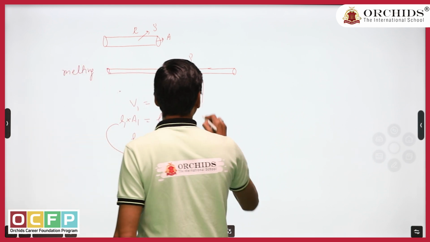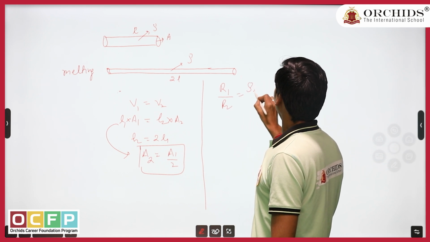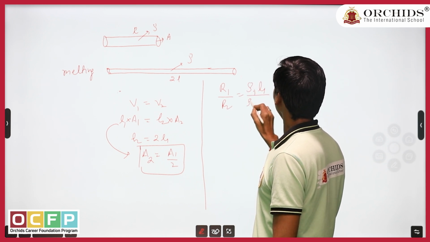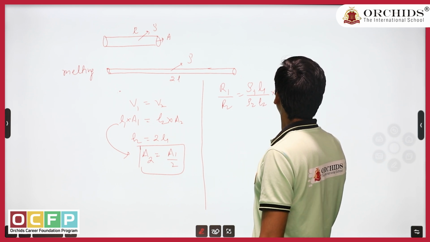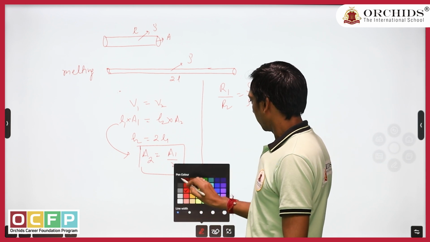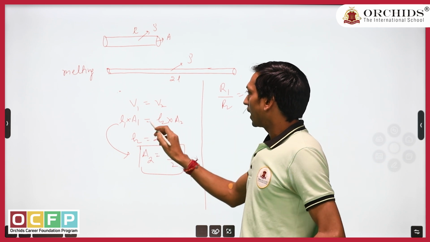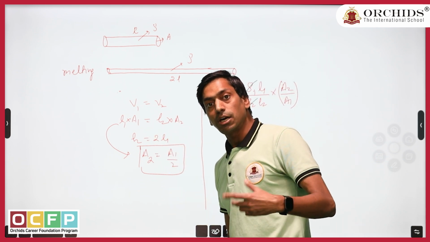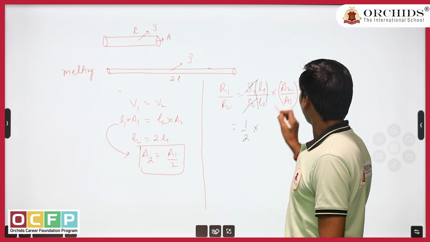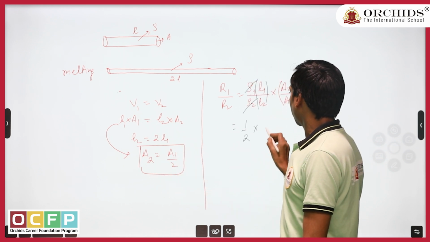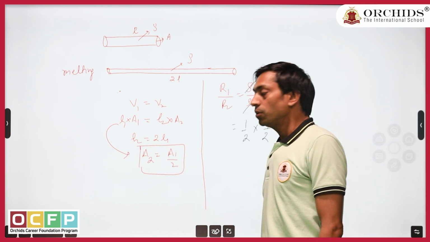Now we have to calculate the resistance. So now we know that R1 by R2 is equal to rho 1 L1 upon rho 2 L2 multiplied by A2 upon A1. Now the resistivity of the wire is the same, so the resistivity is going to cancel with the resistivity. And L1 by L2: we know that L2 is double of that, so the ratio L1 by L2 is 1 by 2, multiplied by A2 by A1. A2 by A1 is also how much? 1 by 2. If A2 is equal to A1 by 2, then A2 by A1 is also 1 by 2.